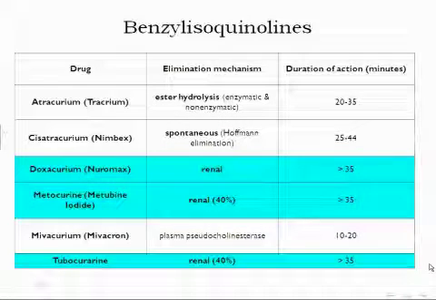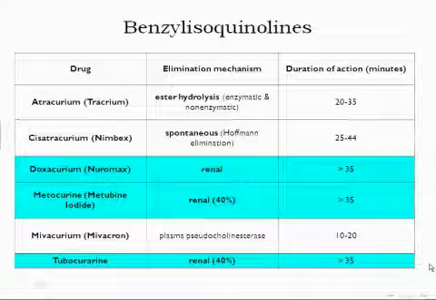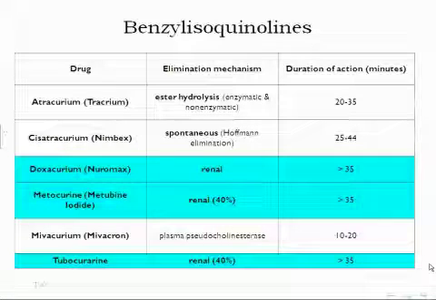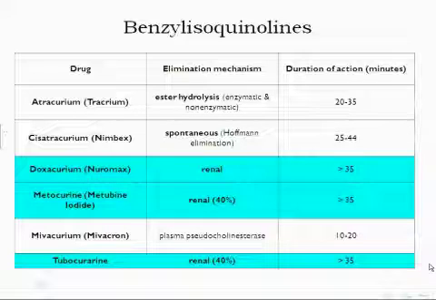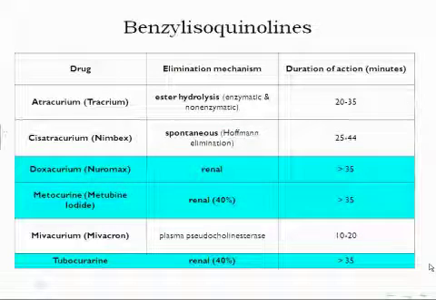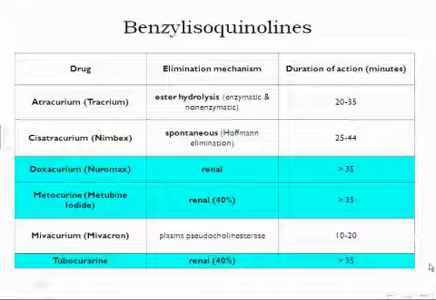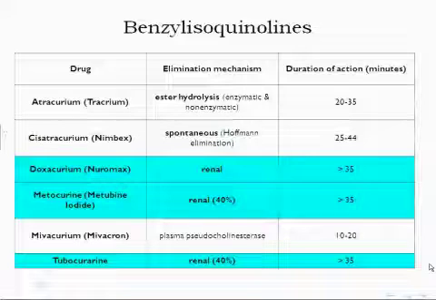What's interesting about atracurium is most people just think that it breaks down by Hofmann elimination, but a majority of it also breaks down by ester hydrolysis. Hofmann elimination is part of the metabolism, but not a majority of it. The one that is purely Hofmann elimination is cisatracurium. So that would be a great test question. Hint, hint. The duration of action is pretty predictable with atracurium and cisatracurium. We're looking at 25 to 35 minutes on atracurium and 25 to 44 minutes with cisatracurium.